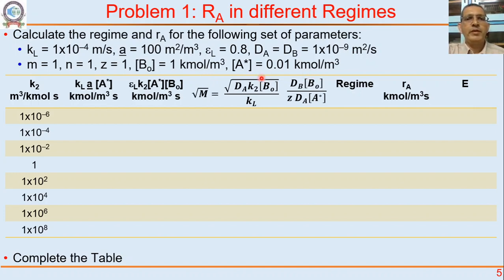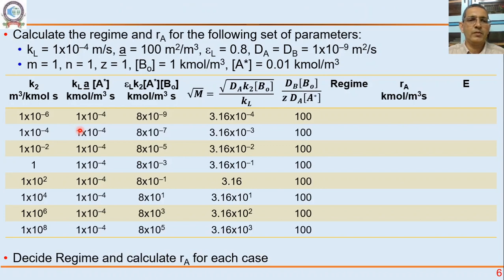What we are going to do is vary the rate constant for the reaction, K2, in meter cube per kilomole per second: 10 raised to minus 6, 10 raised to minus 4, 10 raised to minus 2, 1, 10 raised to 2, 10 raised to 4, 10 raised to 6, 10 raised to 8. I want you to complete this table. Pause and complete it yourself, then you will understand what I am trying to say. Okay, here is the solution.